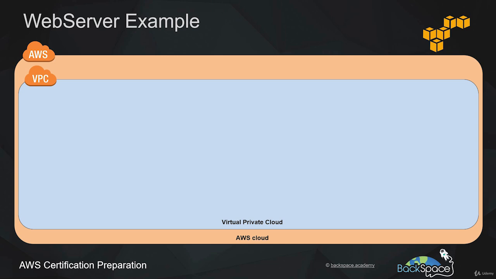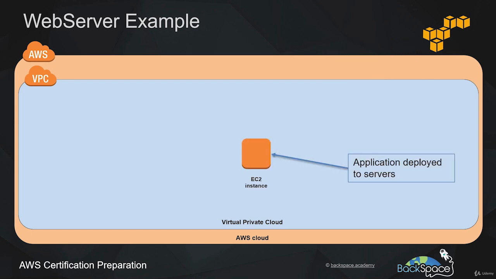So let's have a look at how we could use these services to deploy a web server in the AWS cloud. Here we have the AWS cloud and our virtual private cloud, or VPC, located inside that. Remember, a VPC is our own private space within the AWS cloud, and no one can enter that unless we allow them to enter it. We can launch an EC2 instance, and that can be running our web application, for example, WordPress.